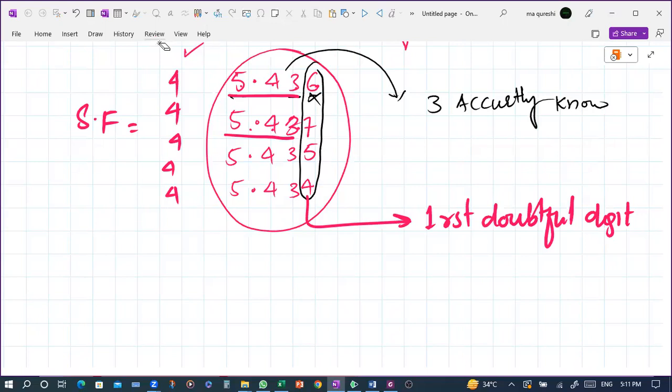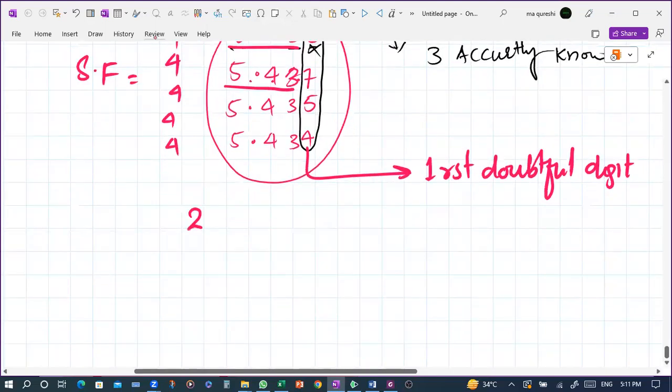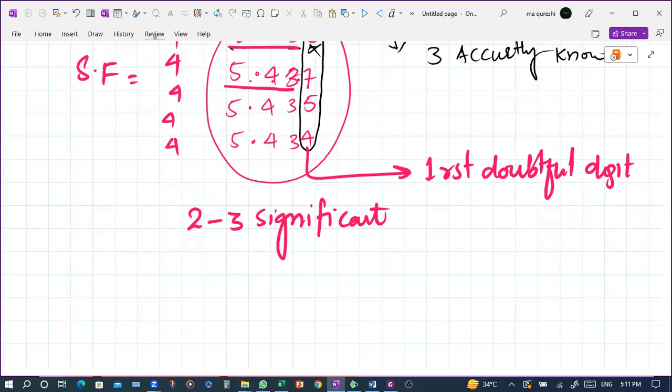So the problem with us will be, we are allowed to have 2 to 3 significant figures in our answers. Okay, not more than 3. 2 to 3 significant figures are allowed in our syllabus.